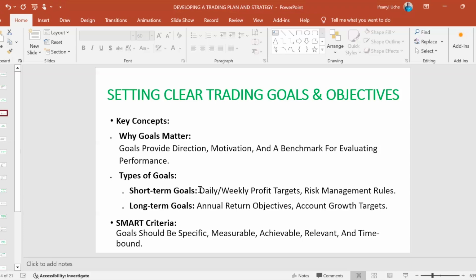Goals will give you direction. Types of goals: you have short-term and you have long-term goals. Short-term goals consist of goals like you set for your daily and your weekly profit targets. And of course, also cover your risk management rules.